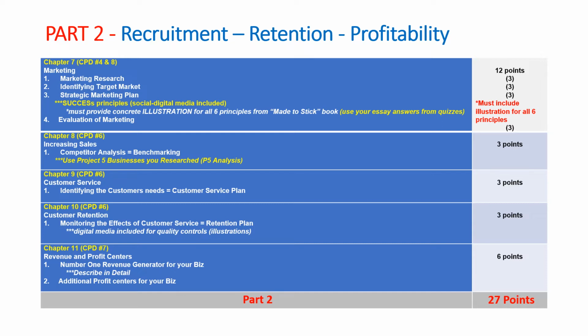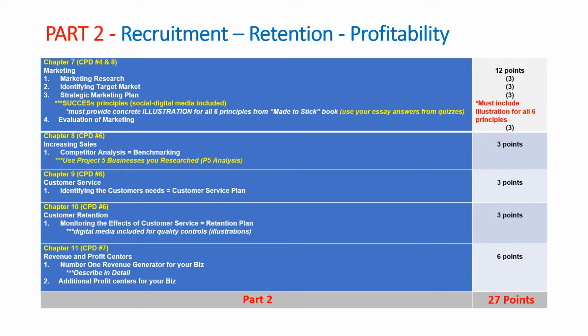Next is customer retention. We want to monitor those effects of your customer service and have a retention plan to retain them. Again, we talked about using social media or digital media for quality controls here. Last then is your revenue and profit centers. We talked about the number one revenue generator for your business. Want to describe that in detail and do TRI. And then we looked at additional profit centers or additional forms of revenue, TRI for that.